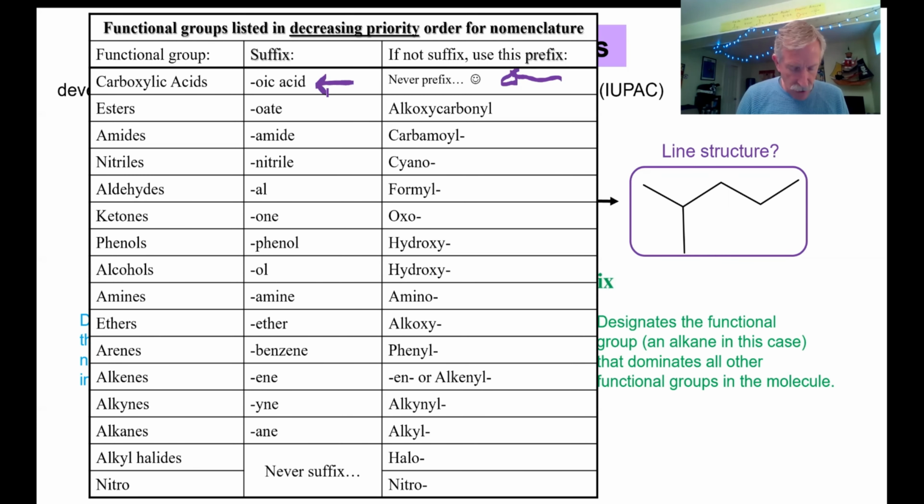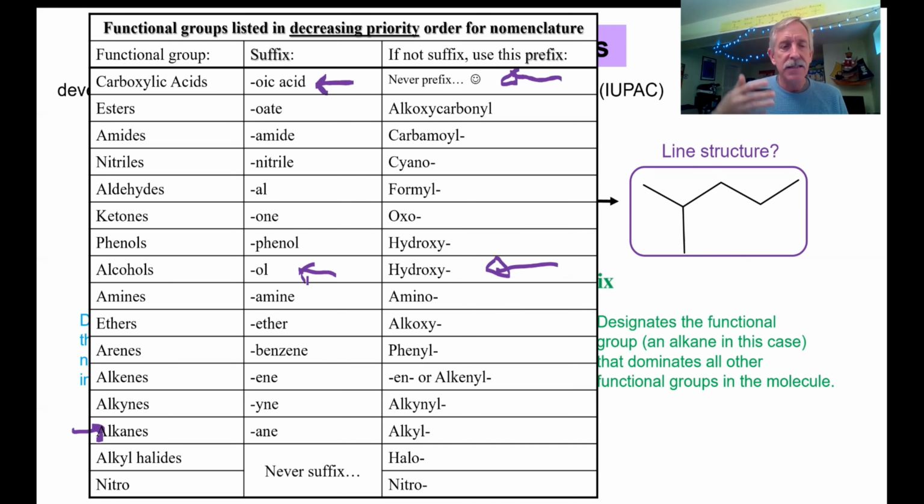What if I have an alcohol, for example, that's sitting on my carboxylic acid? If I have an alcohol on my carboxylic acid, it would have to use this prefix for my alcohol, which is hydroxy. But if I have an alcohol that's on an alkane, then the alcohol has higher priority than the alkane, and it would be the suffix, and I would name that molecule with -ol at the end of the name and put the alkane somewhere else, like methanol or ethanol.